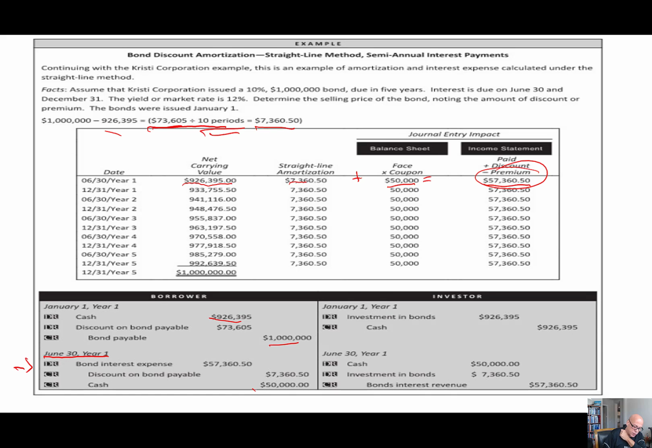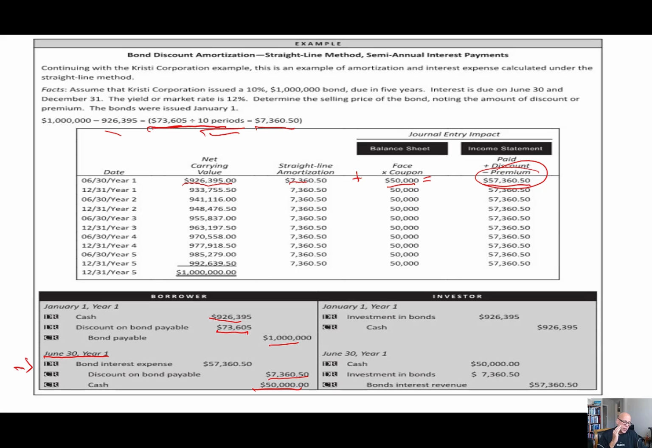We're going to have to credit cash $50,000, and then we will credit the discount $7,360.50. Since we debited the discount when we first issued the bond, that's going to bring the amount of discount down, right? Okay, so let's just go ahead and see how the amortization of the discount is going to affect our interest expense, and then how it's going to affect the carrying value of the bond.